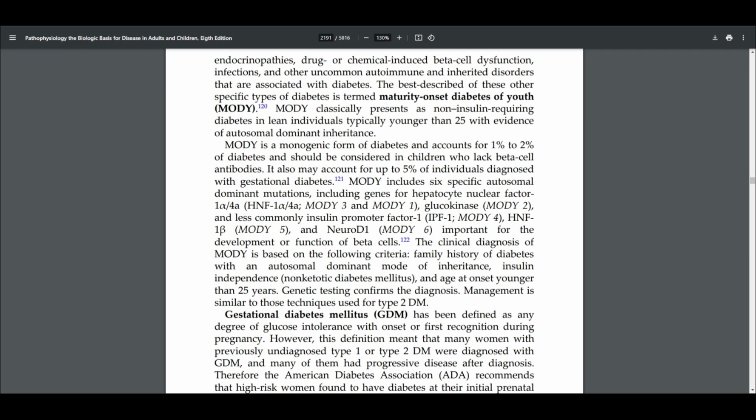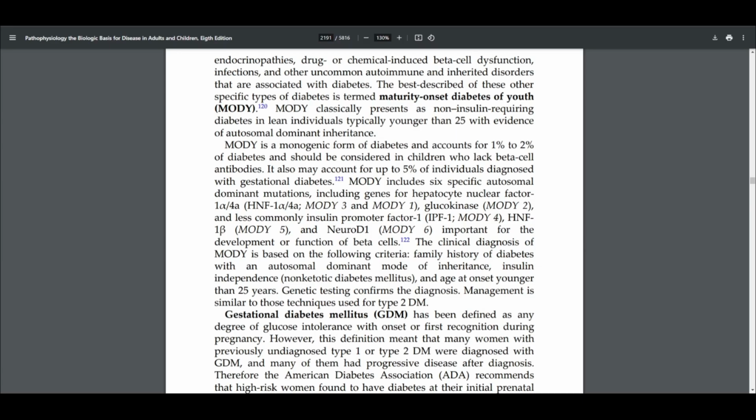The best described of these other specific types of diabetes is termed maturity onset diabetes of youth, also known as MODY. MODY classically presents as non-insulin requiring diabetes in lean individuals, typically younger than 25, with evidence of autosomal dominant inheritance.